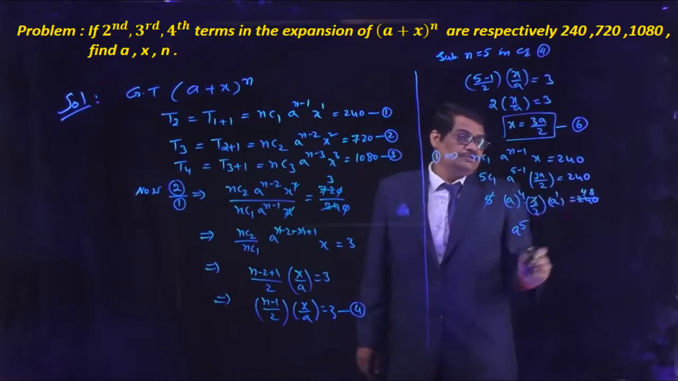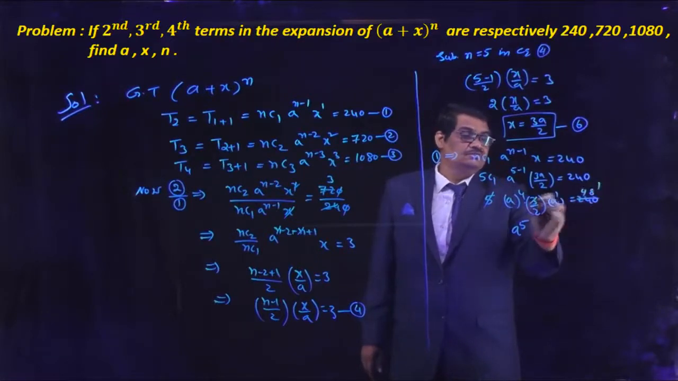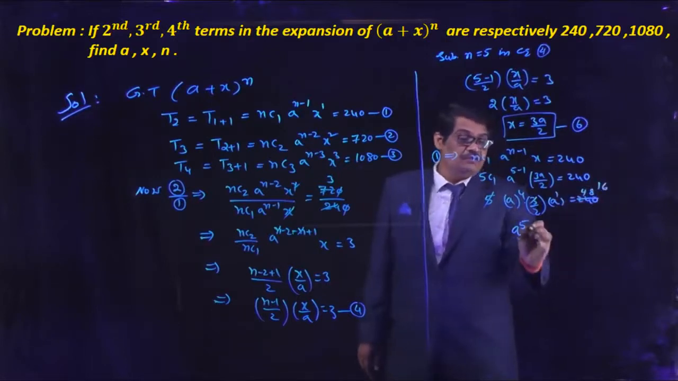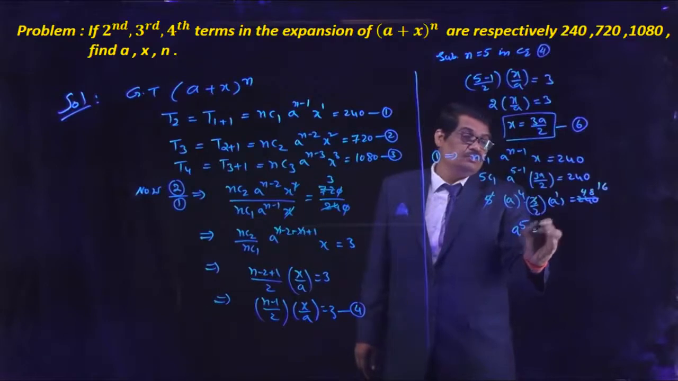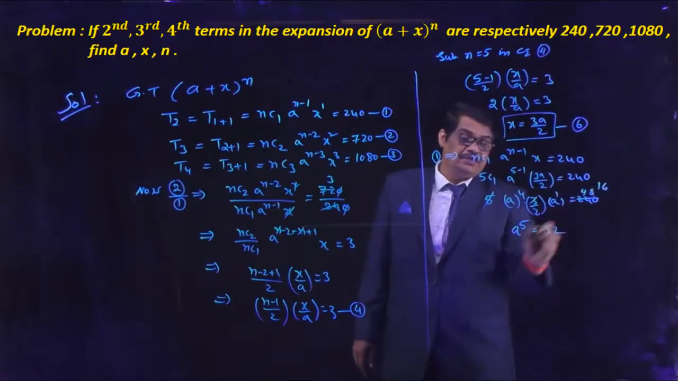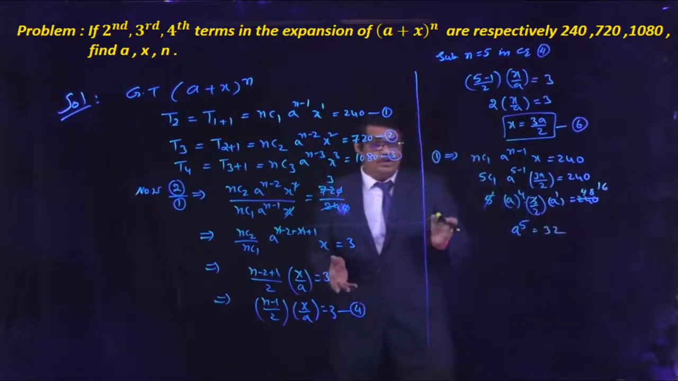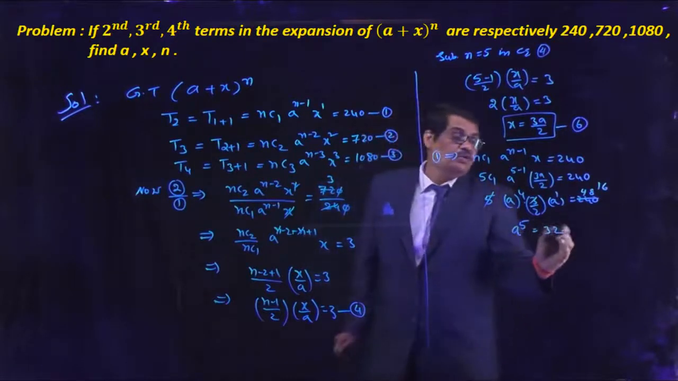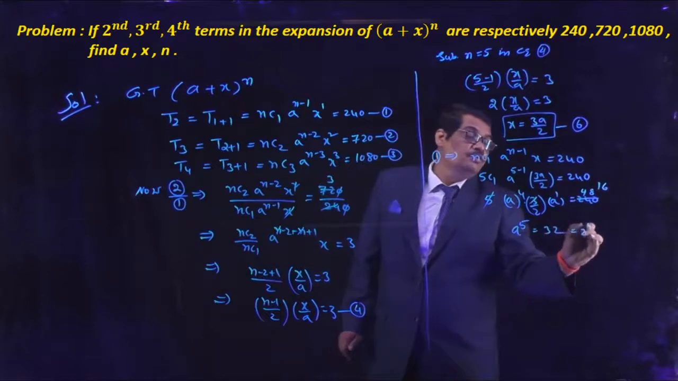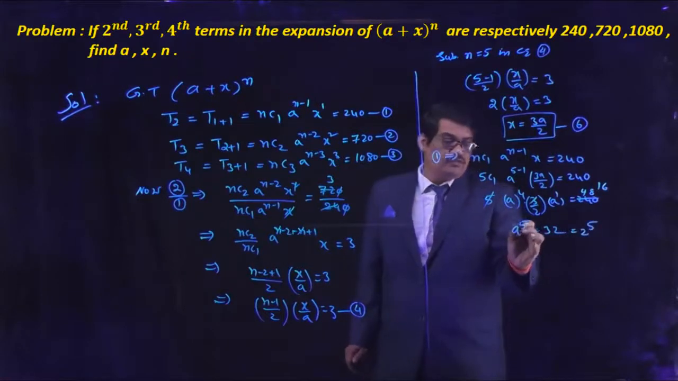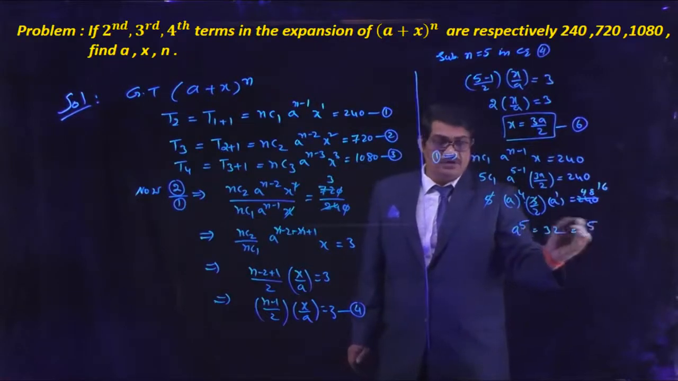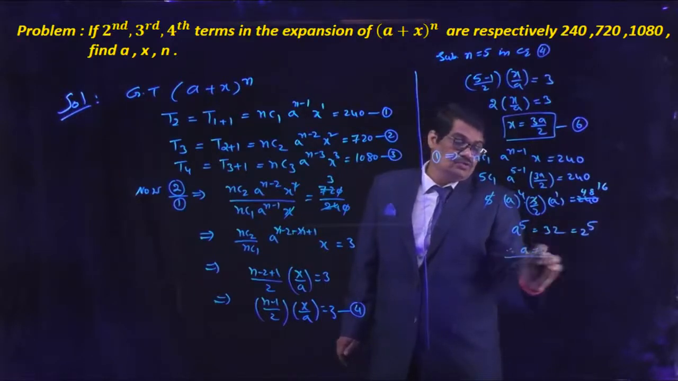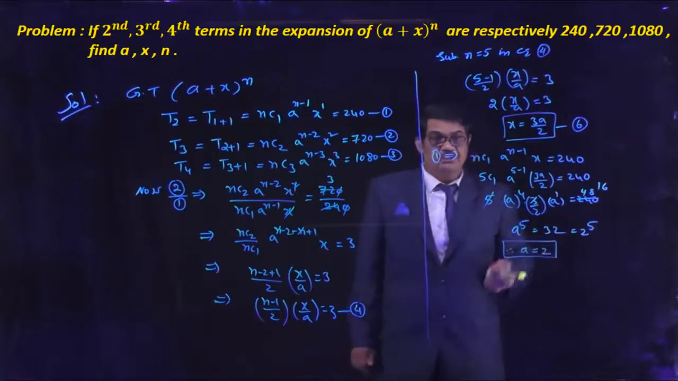So 3 ones are 3, 3 sixteens. From that, the remaining 2 is moving to this side, that is 32. Here we are getting a to the power of 5 is equal to 32. This 32 can be written as 2 to the power of 5. So a to the power of 5 is equal to 2 to the power of 5. Here the powers are equal, so we are getting a is equal to 2.